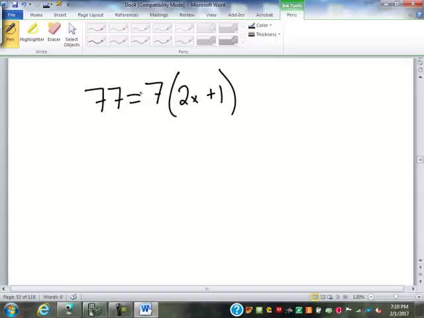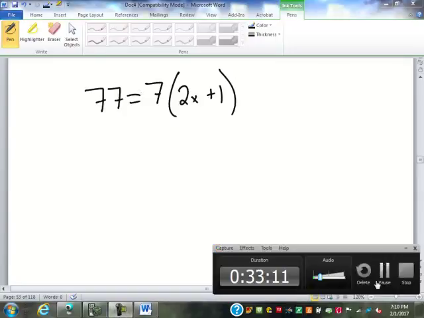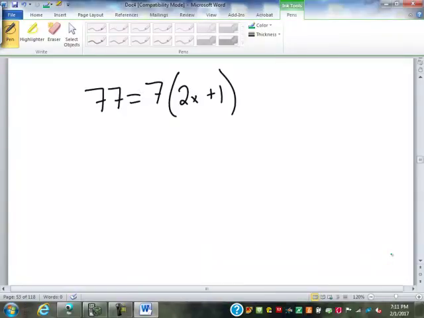I want you to try this one in your notes. See if you can make that work. So tell me where to start. 7 times 2x. So 14x. 7 times 2x is 14x. Good. And then? 7 times 1 is 7. 7 times 1 is plus 7. Got the 77 over here.